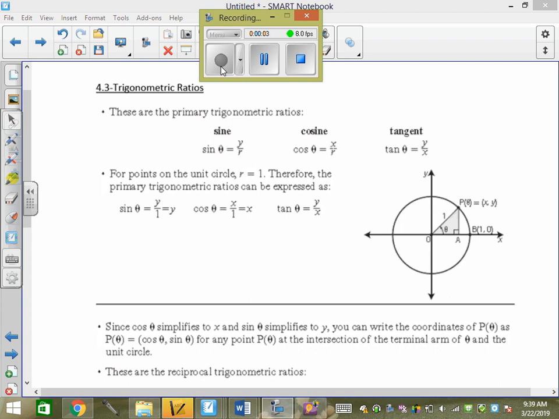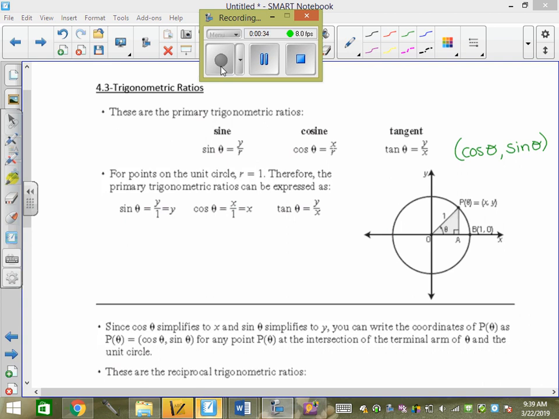We know that on the unit circle, x is cos and y is sine. On the unit circle, it goes cos theta, sine theta. So if we wanted cos of 30, we would go to 30 and take the x value and write it out. And if we wanted sine of 30, we'd go to 30, take the y value, and write it out. That'd be it.